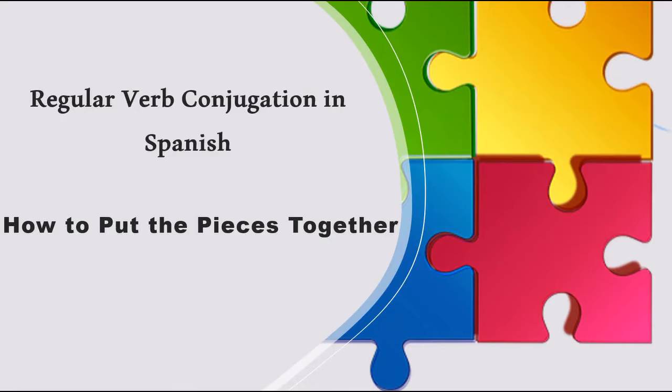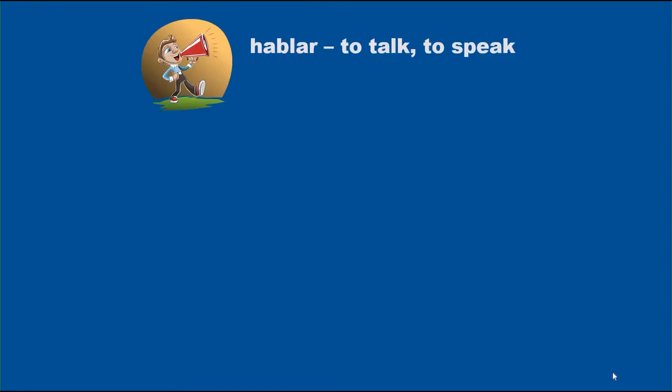In today's lesson, we will talk about regular verb conjugation in Spanish, how to put the pieces together. Let's begin with the verb hablar, to talk or to speak. Hablar is an infinitive. An infinitive has two parts, a stem and an ending. In Spanish, all infinitives will end with AR, ER, or IR. In the case of hablar, the stem will be HABL and the ending AR.